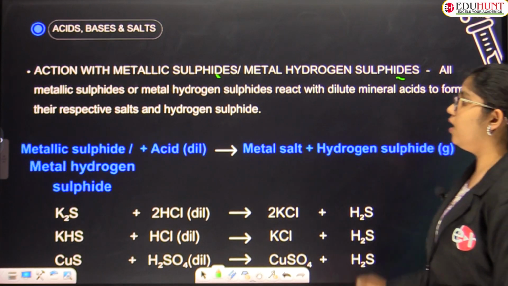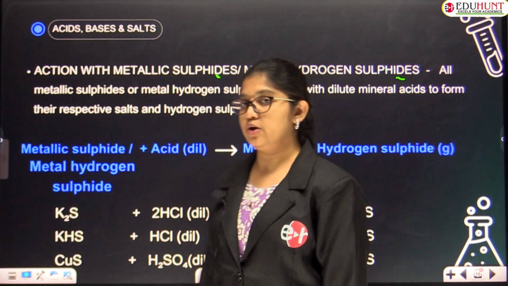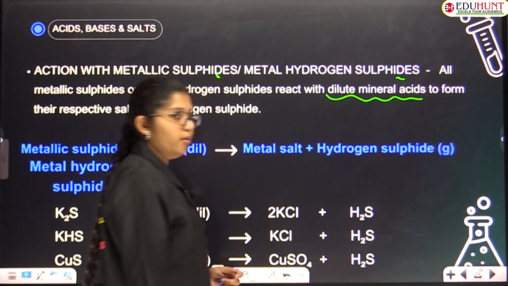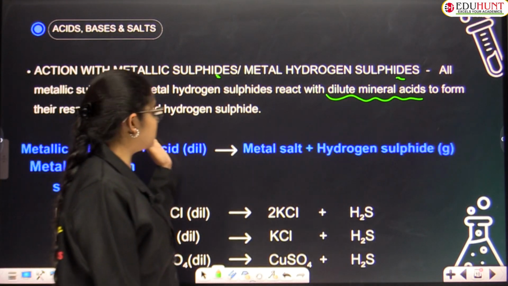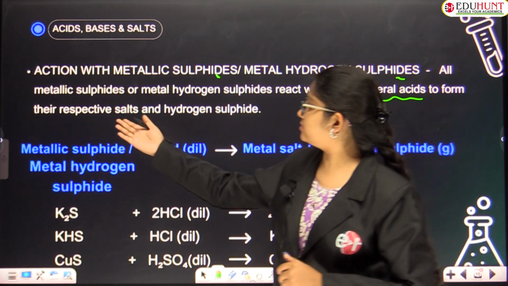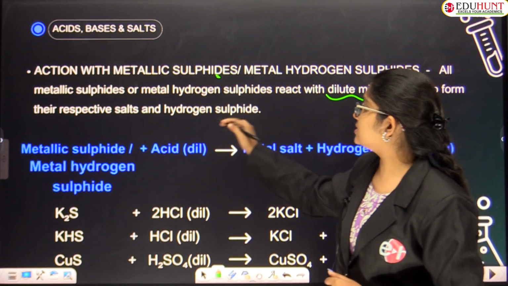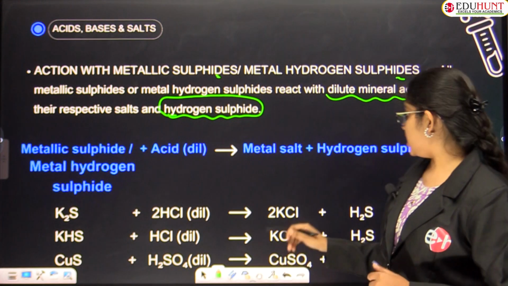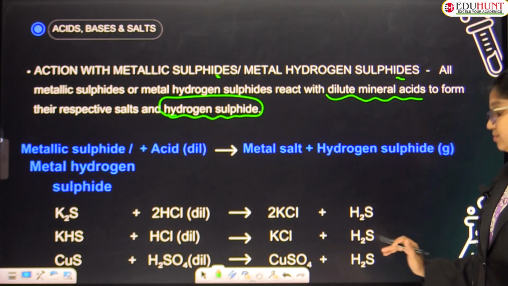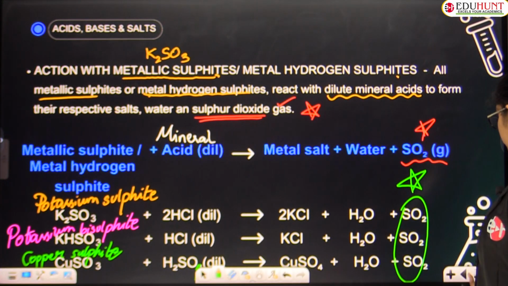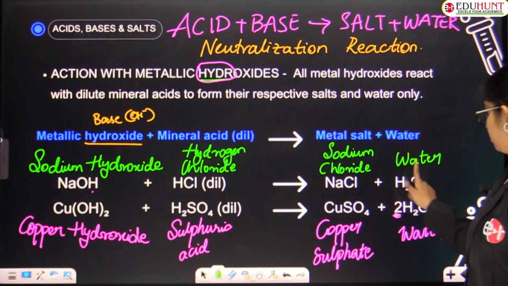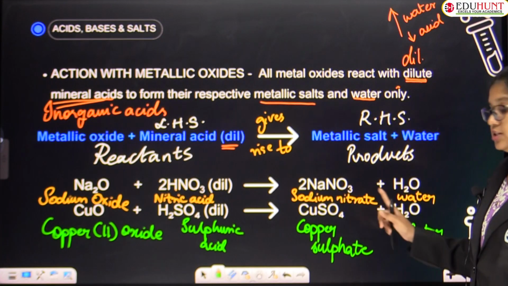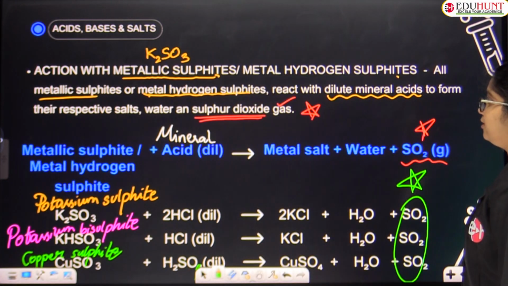So, all metallic sulfides or metal hydrogen sulfides react with, again, dilute mineral acids to form the respective metallic salts and hydrogen sulfide. There is no water here. Did you observe, children? There is no water. Before this, we have water molecules in each case, up to metallic oxides; up to hydrogen sulfides, we have water molecules.